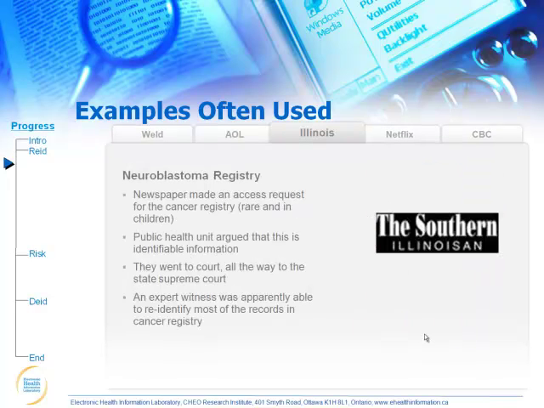The other example occurred in Illinois, and it was concerning a neuroblastoma registry, which is a rare childhood cancer. In this case, the Southern Illinoisian, which is a newspaper, wanted to get the cancer registry from the public health department. And the public health department refused, said this is personal information. So they went to court all the way up to the Supreme Court of the state. And as part of the court case, the public health department brought in an expert witness who was apparently able to re-identify a very large percentage of the children in that database. So this is another example of, look, a cancer registry data set was re-identified.